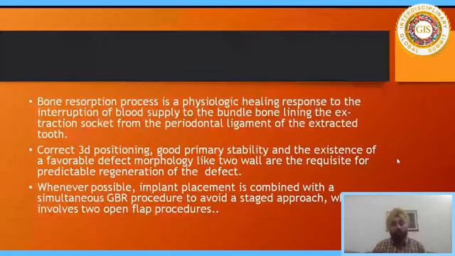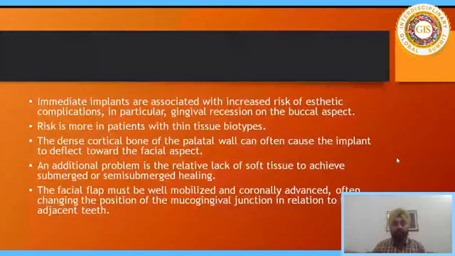Immediate implants are always associated with increased risk of aesthetic complications, in particular gingival recession on the buccal aspect. This risk is more enhanced in patients with thin tissue biotypes. The dense cortical bone of the palatal wall can often cause the implant to deflect towards the facial aspect. An additional problem is also the relative lack of soft tissue to achieve submerged or semi-submerged healing. The facial flap has to be well mobilized and coronally advanced, often changing the position of the mucogingival junction in relation to the adjacent. So these are some of the problems faced during immediate implants, especially in the anterior region.